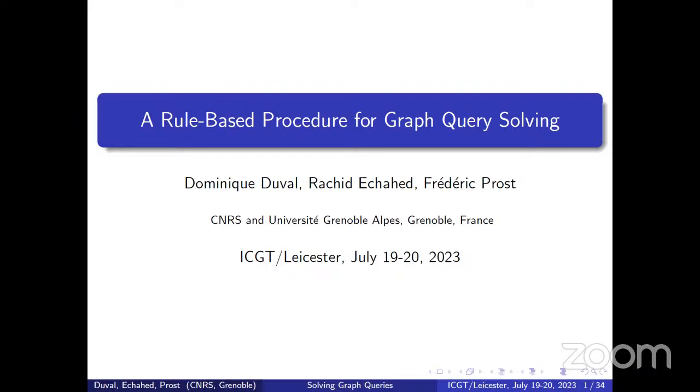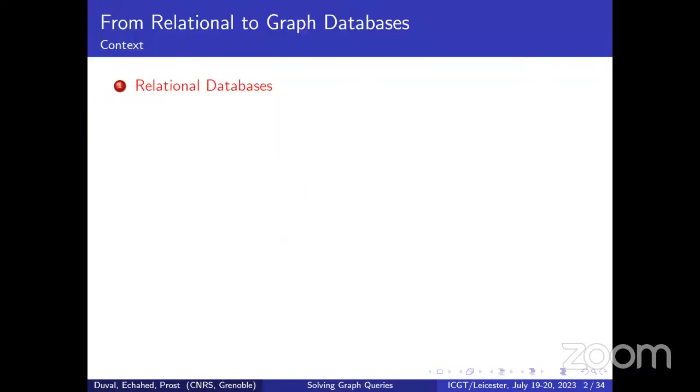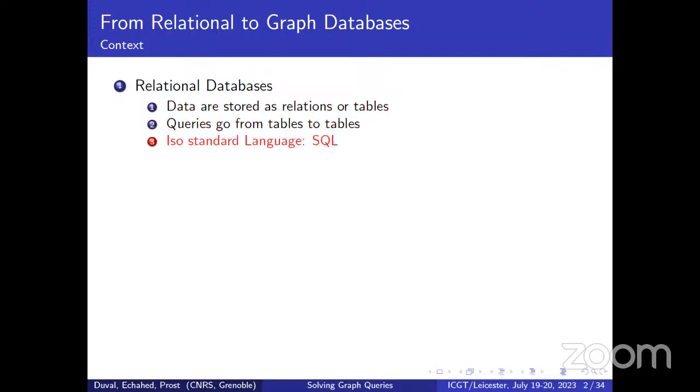This talk is about the use of rewrite techniques to solve graph queries over graph databases. This is joint work with Dominique and Frederic in Grenoble. As you may know, there is a shift going from relational databases to graph databases currently. In relational databases, data are stored as relations or tables, and queries go from tables to tables. And there's a well-known ISO standard language called SQL.